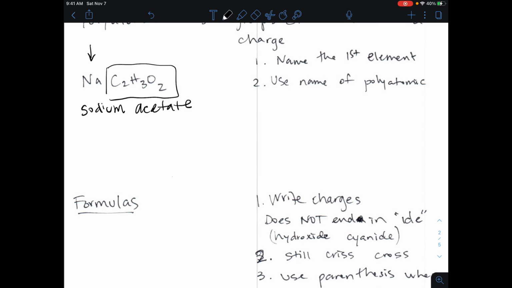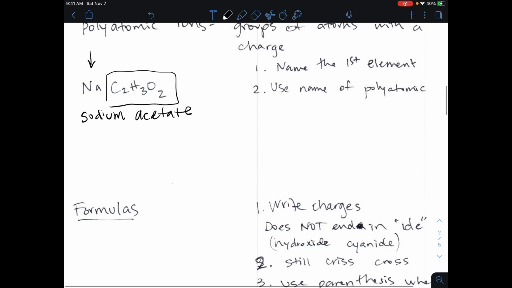That easy. Name the first one, find the second one on the polyatomic ion list. That's all you have to do. Okay. As another one, you want to try? Give it a second. Here is one of them.